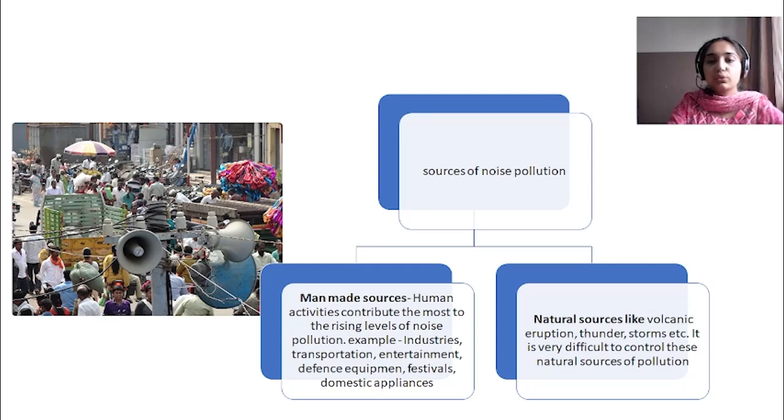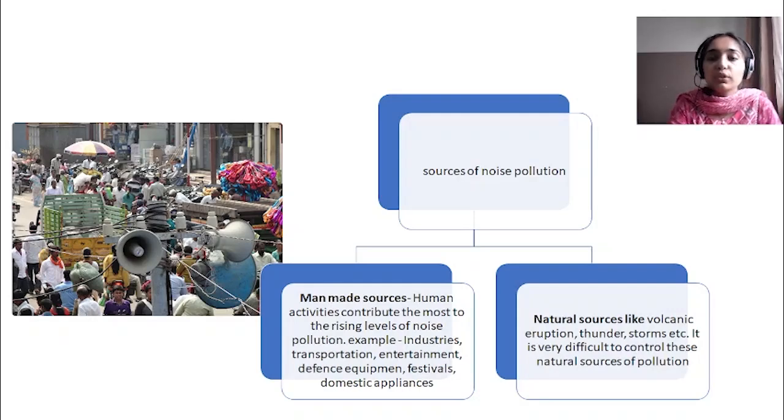Now, these are the sources of noise pollution. Sources of noise pollution are divided into two parts: man-made sources and natural sources. Man-made sources: human activities contribute the most to the rising level of noise pollution. Examples: industries, transportation, entertainment, defense equipment, festivals, domestic appliances, etc. And natural sources like volcano eruption, thunderstorm, etc. It is very difficult to control these natural sources of pollution.